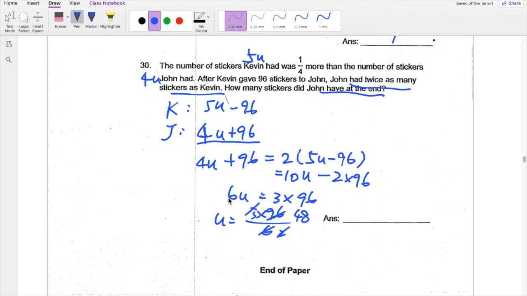John at the end is 4U plus 96. Put in 4 times 48 plus 96. This one gives 288, right? So we just read the question clearly, make some assumptions, then we are able to calculate, based on the equations, the unknown. Then we will know what the answer is looking for, and we can calculate easily.